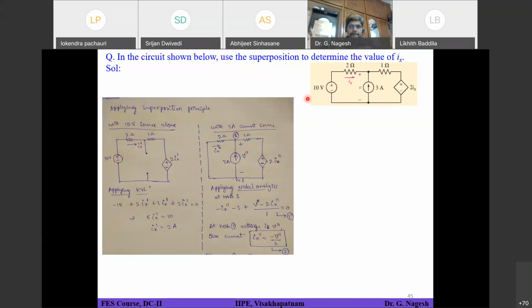Sir, so I just concluded that the 3 ampere source will always be 3 ampere, but voltage across it may change. And the 10-volt source will always be 10 volt, but current across it may change. Correct. Right.